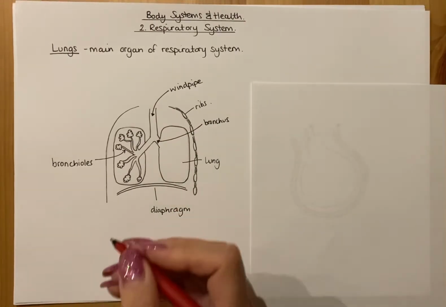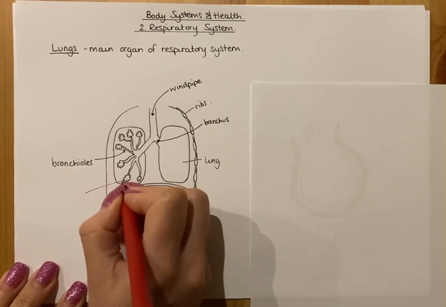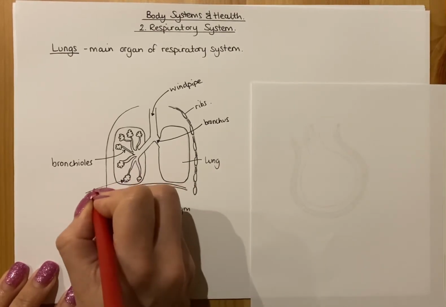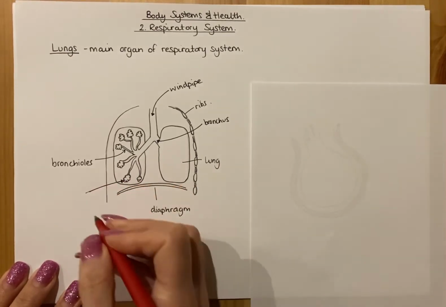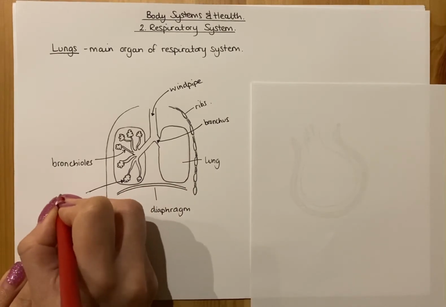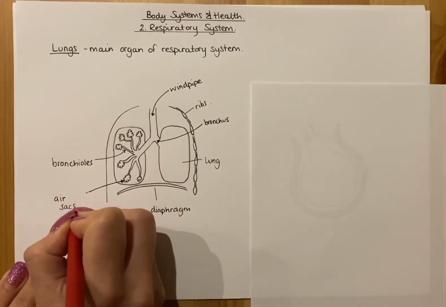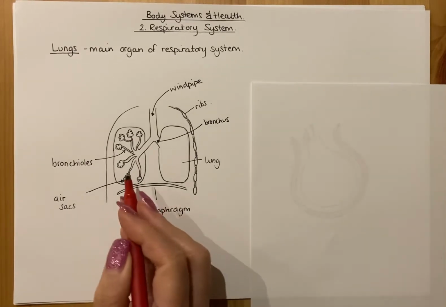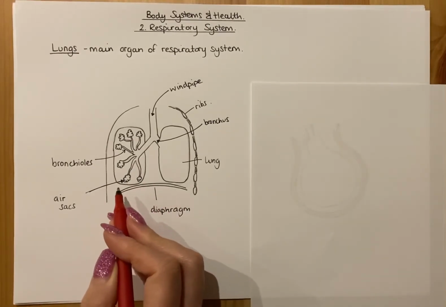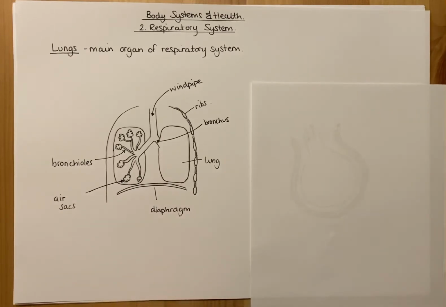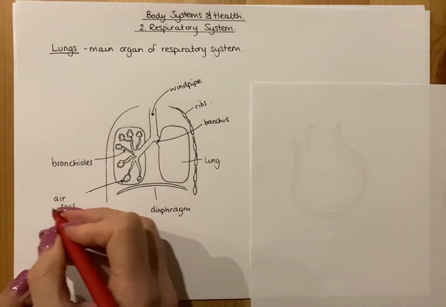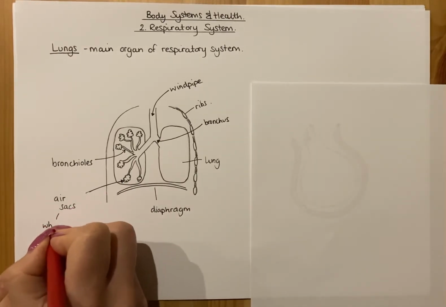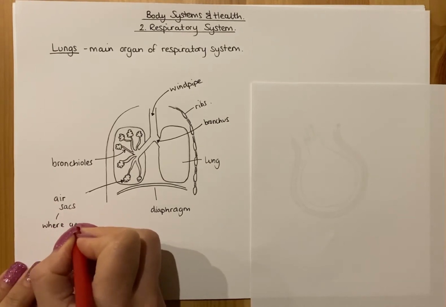Now your last part, which I'm going to label here, are where that gas exchange I was talking about happens. So these are called your air sacs. Now you have millions and millions and millions of these in your lungs. I've only drawn a few, and I've drawn them far larger than what they would be in your actual lungs because they're microscopic. Okay, so your air sacs is where gas exchange takes place.